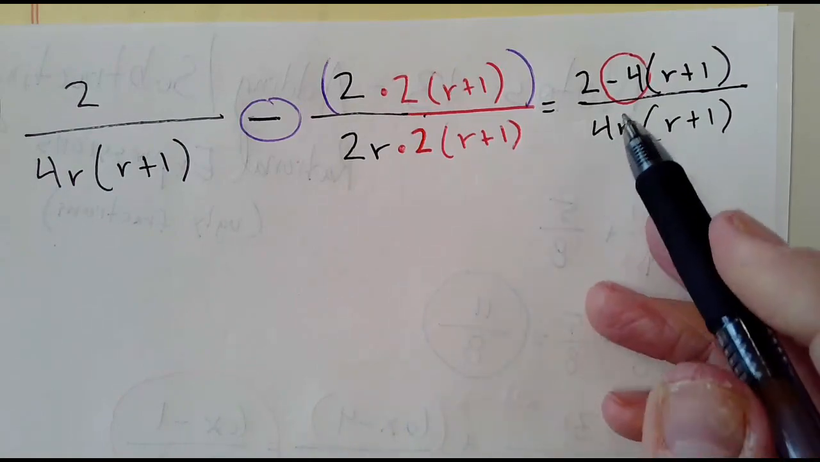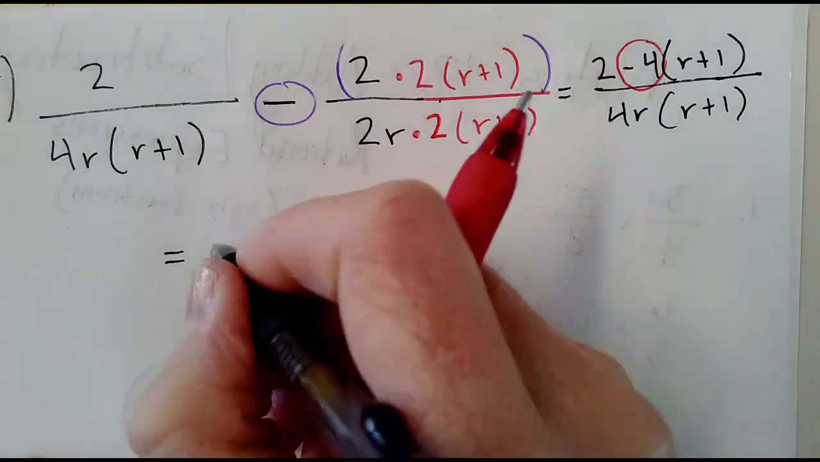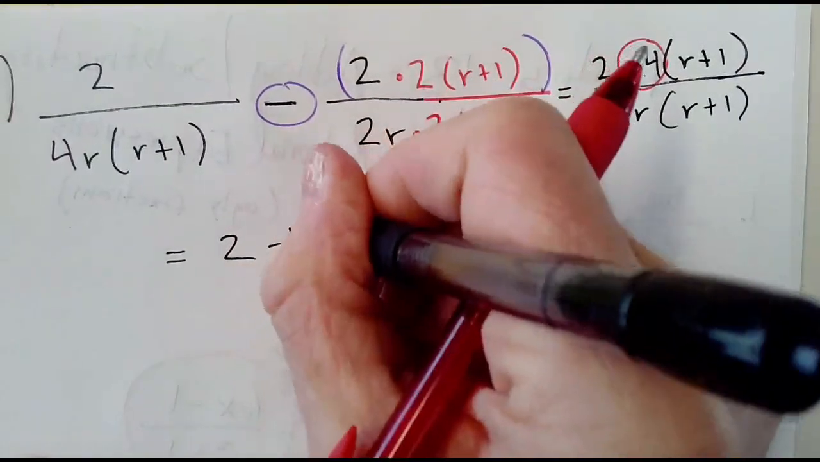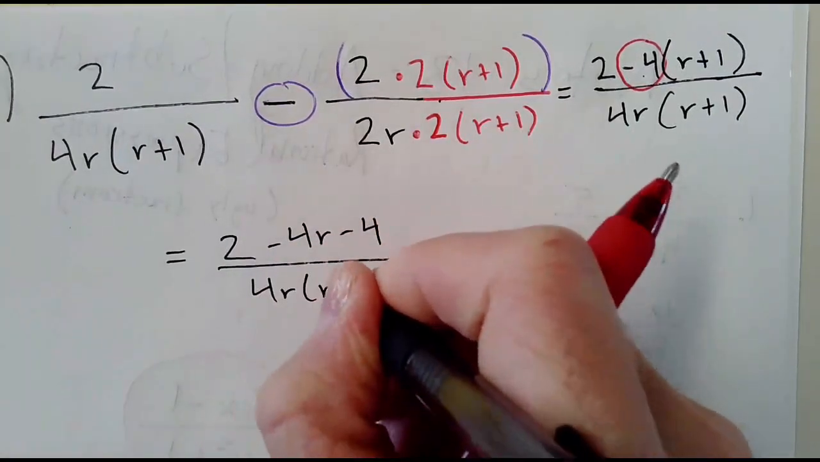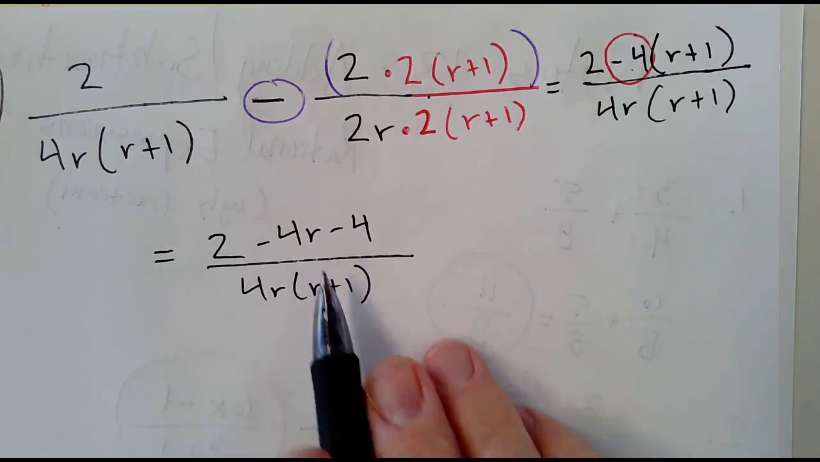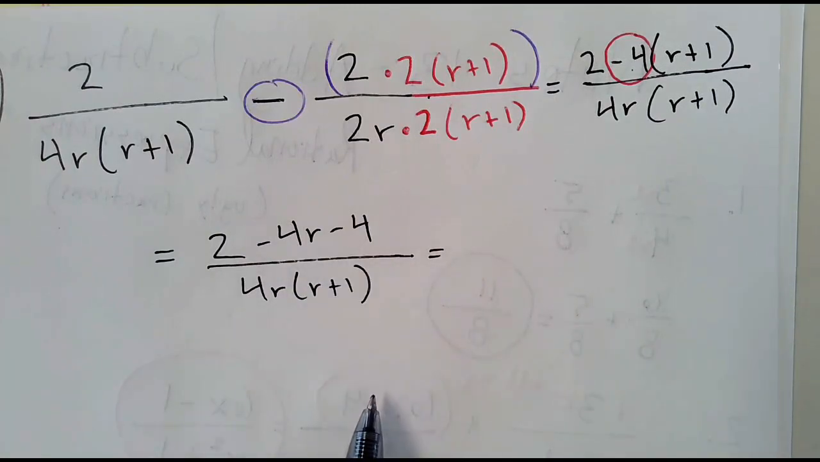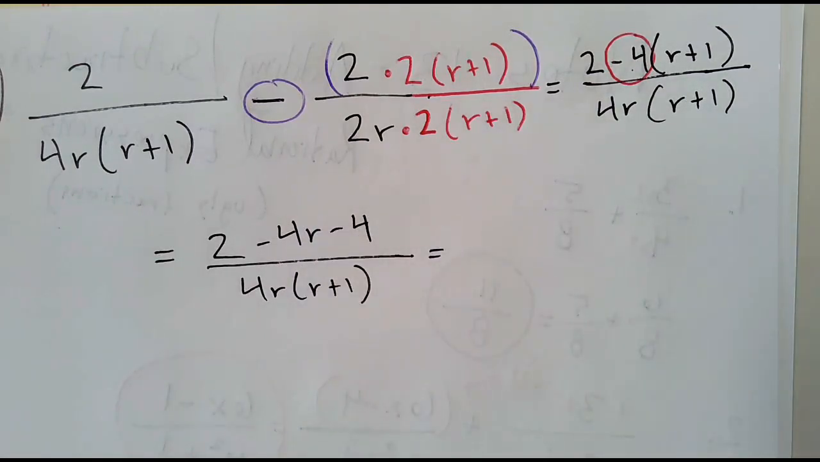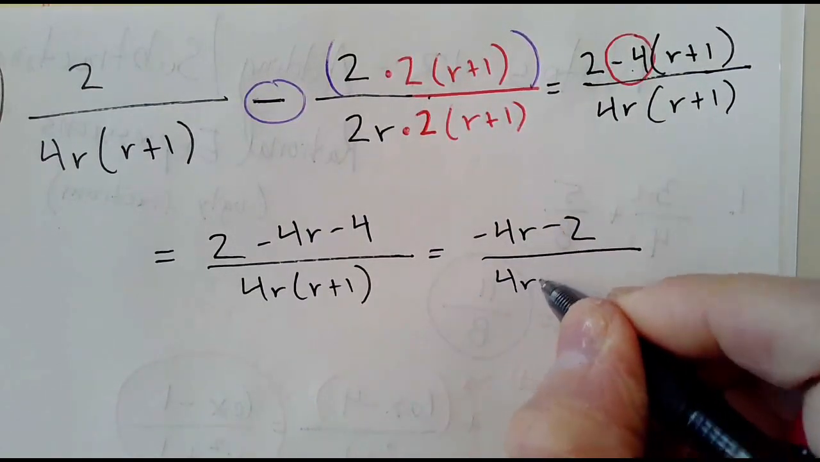So distribute the negative 4. That equals 2 minus 4r minus 4 as we distribute. Okay, so that's what the top of that thing looks like. The bottom is still the same, 4r times r plus 1. And then we just combine like terms. How do we do that? 2 plus negative 4, that's negative 2, right? And so I'm just going to go negative 4r minus 2 over 4r times r plus 1.